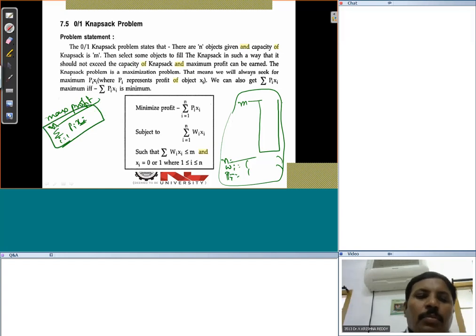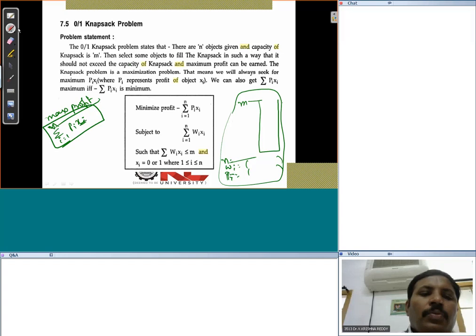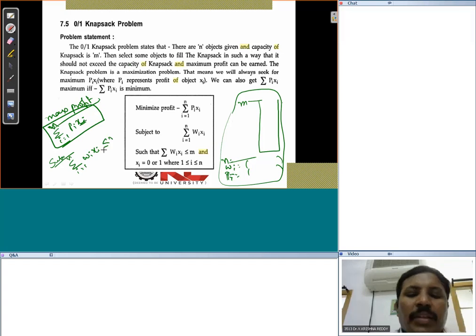For implementing this maximum profit value, there is a condition: subject to the sum of Wixi, the weights we are placing in the knapsack, must be less than or equal to the maximum capacity, where xi value is 0 or 1, not a range, because it is a 0/1 knapsack problem. It means you have to select the full object or reject the full object. A portion of an object is not allowed in the 0/1 knapsack problem.